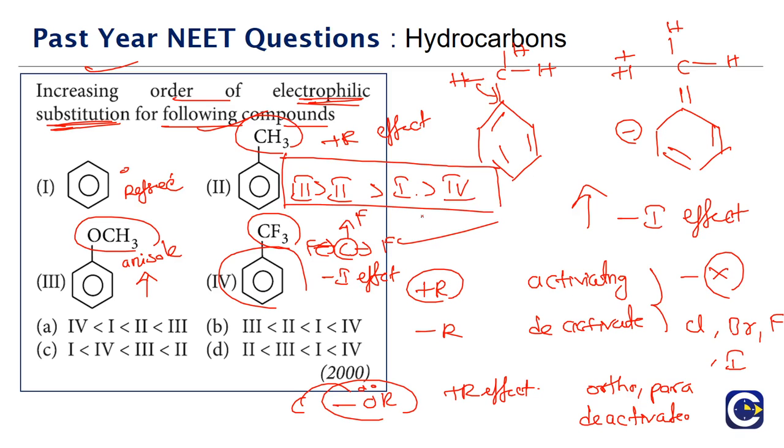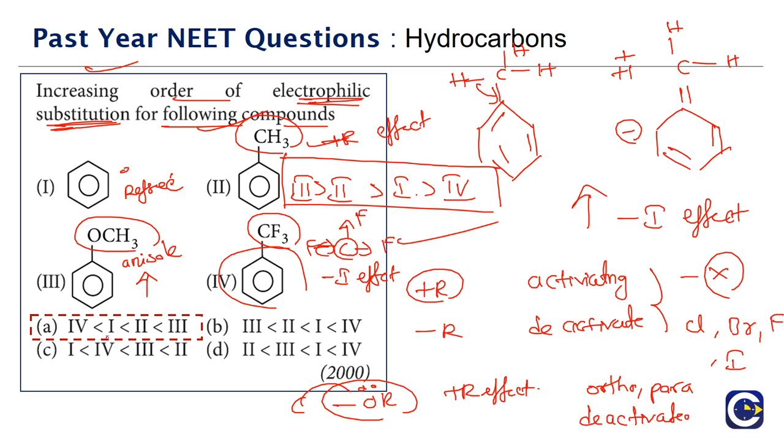4 will be less than 1, less than 2, less than 3. So we can see what is the correct answer for this. Option A will be the correct answer. Here we are writing it in the decreasing order, 3 more than 2 more than 1 more than 4. But the options are given in increasing order, so we have to be careful in checking that part.